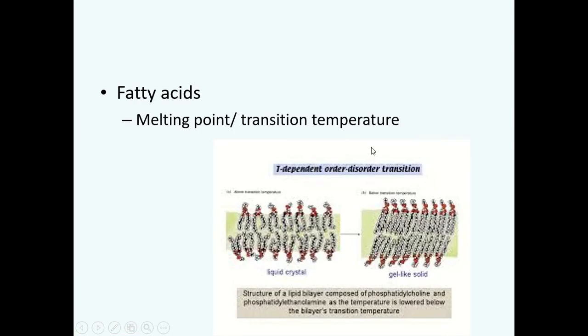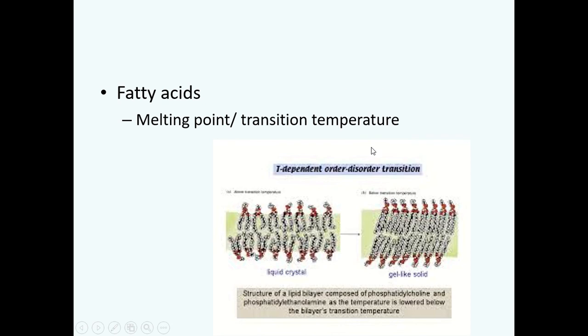The next important thing about fatty acids is called the melting point. Sometimes it is called the melting temperature or the transition temperature. The fatty acids are nonpolar and are interacting with one another through hydrophobic interaction.